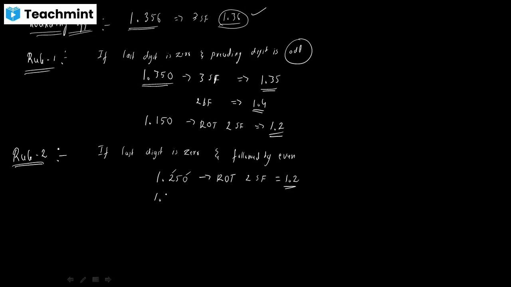I can give you one more example. 1.450. Suppose you round off to two significant figures. What is the answer now? Can you tell me? 1.4. 1.4 itself. Okay. In this even number case, there is one more step. What is that? If 5 is followed by a number more than 0. For example, same numbers I will write one more time.